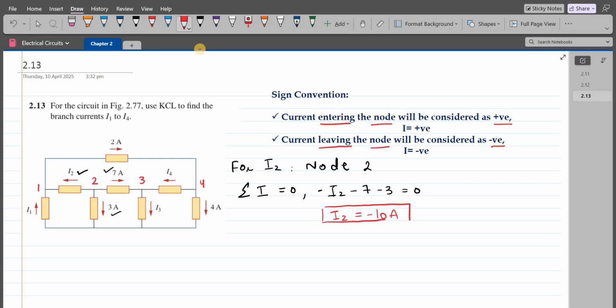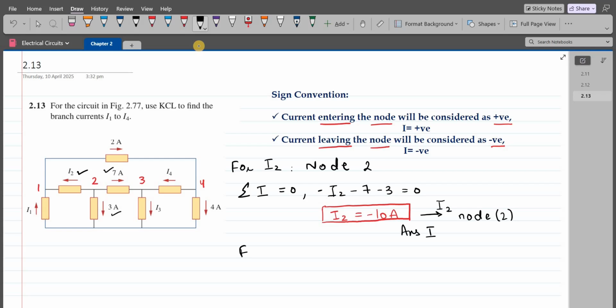Now you might be wondering why we are getting this negative answer. The negative answer means that the direction we had assumed for the I2 current is incorrect. I2 is not away from the node, but it is towards the node. This is the actual direction of I2 current, towards the node. This is our first answer.